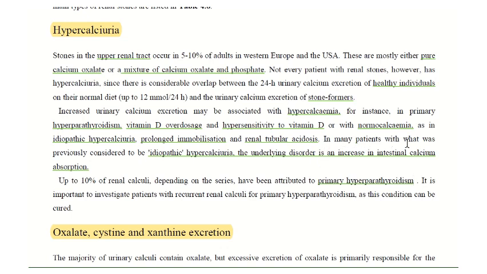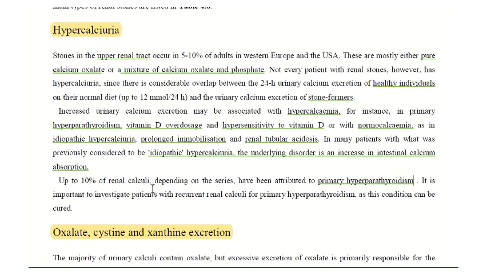In many patients with what was previously considered to be idiopathic hypercalciuria, the underlying disorder is an increase in intestinal calcium absorption. إذن في كثير من المرضى اللي what was previously considered to be idiopathic hypercalciuria ال underlying disorder هو زيادة بالintestinal calcium absorption.